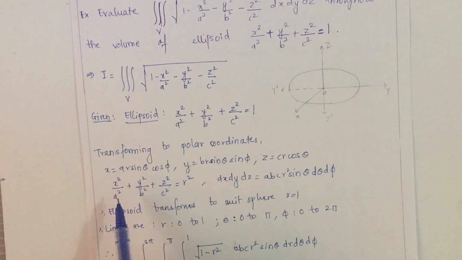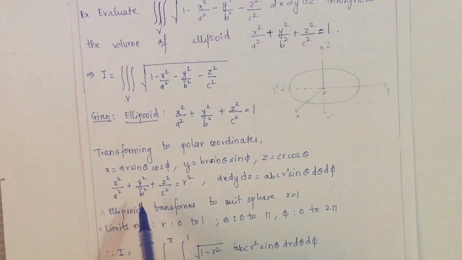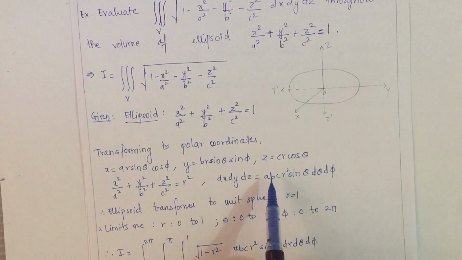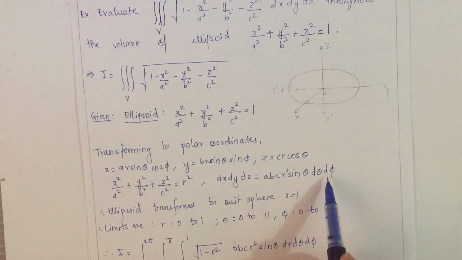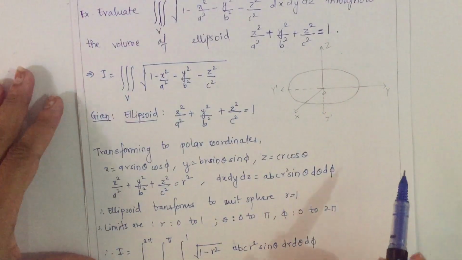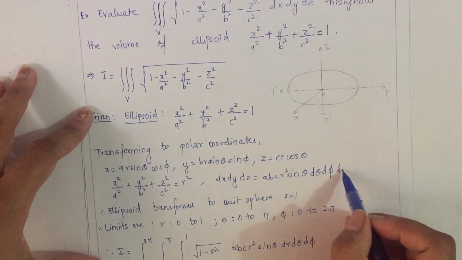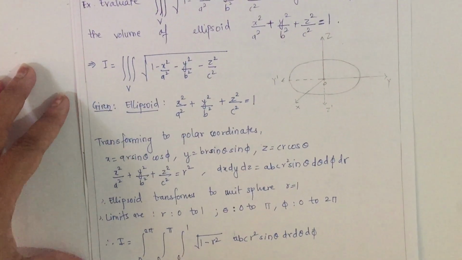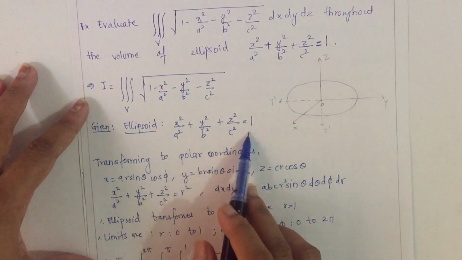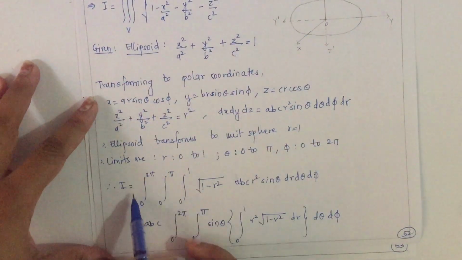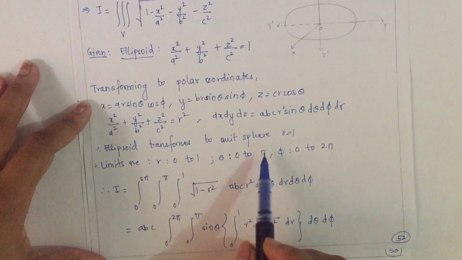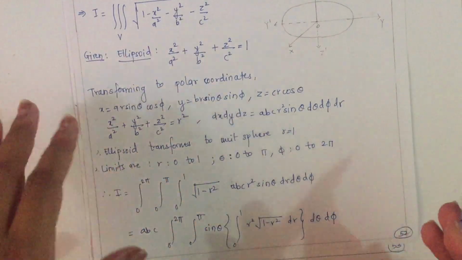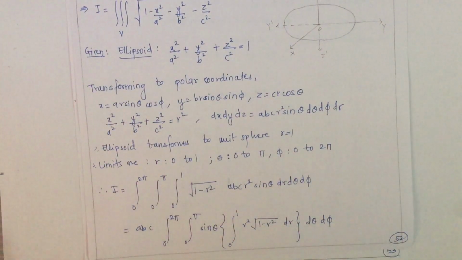Therefore you can replace x square upon a square plus y square upon b square plus z square upon c square as r square, and dx dy dz as a b c r square sine theta d theta d phi dr. And how will r vary? Obviously the given ellipsoid is equal to 1, meaning r will vary from 0 to 1, theta will vary from 0 to pi, and phi will vary from 0 to 2 pi, if you compare this with spherical polar coordinates.